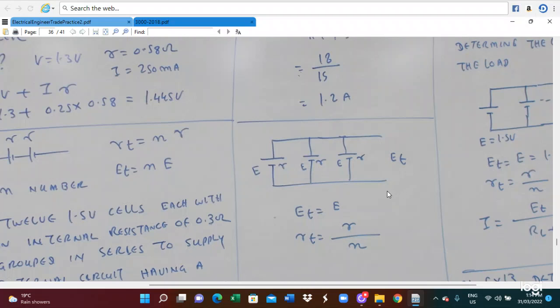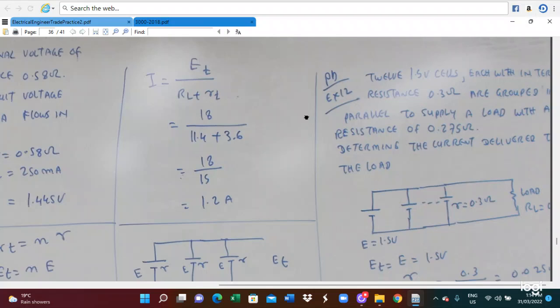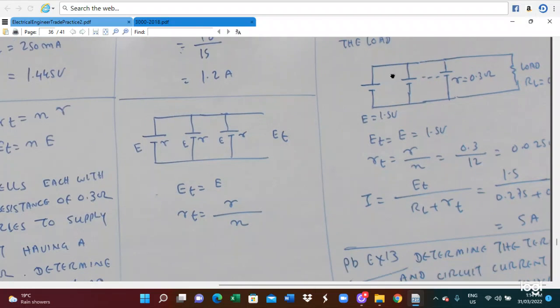If you connect the batteries in parallel, each with E and R, then ET is equal to E, and RT equals R divided by the number of batteries. So therefore, we also have to calculate this problem.